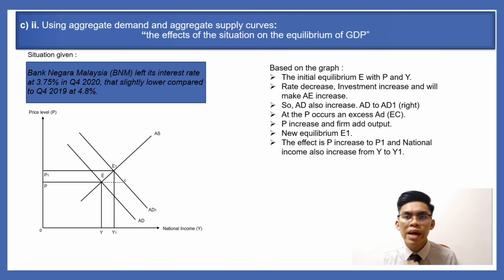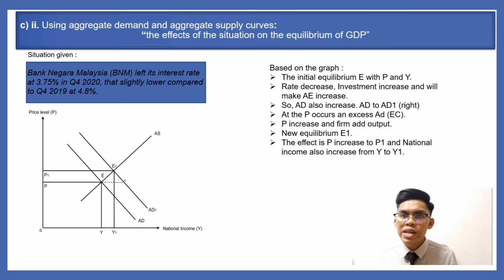Based on the situation given, Bank Negara Malaysia cut its interest rate to 3.75% in quarter 4 2020. That's slightly lower compared to quarter 4 2019 at 4.8%. So that means the rate is reduced. So investment will increase and automatically aggregate expenditure, which is AE, increases.